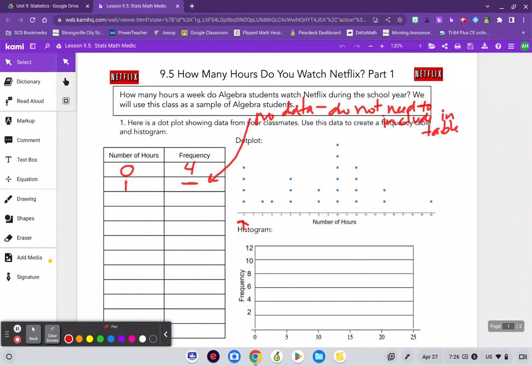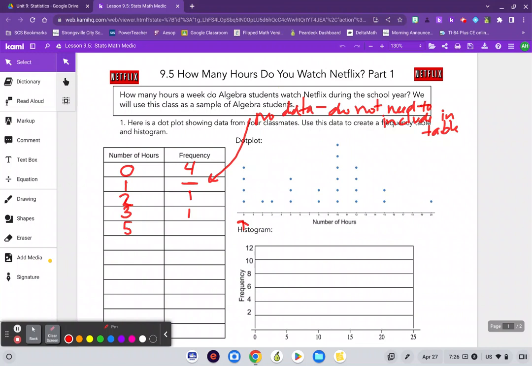So 2 hours watched of Netflix, there was 1 student who watched 2 hours of Netflix. For 3 hours, there was 1 student who watched 3 hours of Netflix. The 4 spot has no data, which means there were 0 students who watched 4 hours of Netflix. I'm not going to include that in my table. I'm going to skip to 5. So because there's no data for 4 hours, I'm allowed to skip that, and I can move on to the spot where there is data.